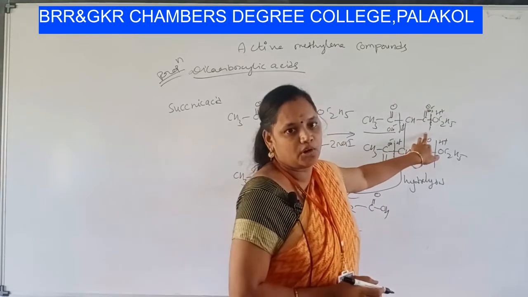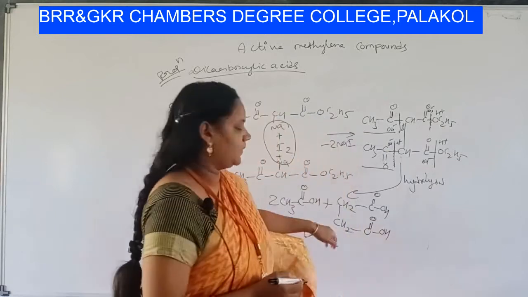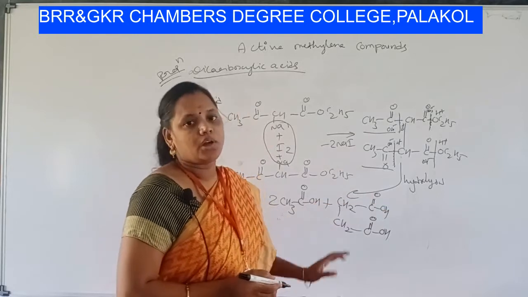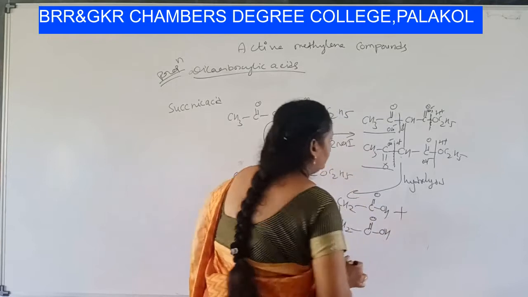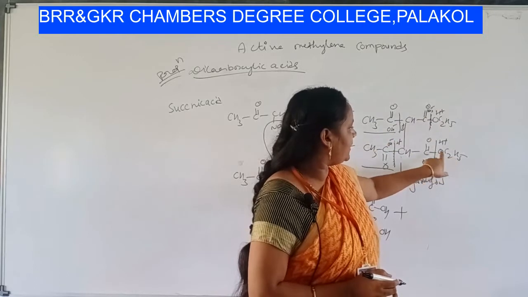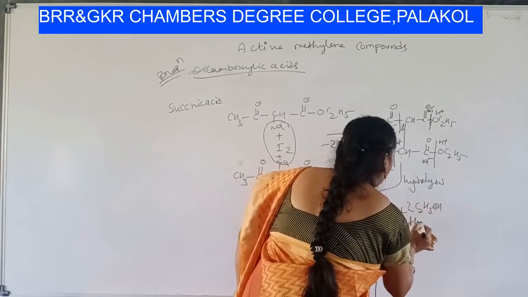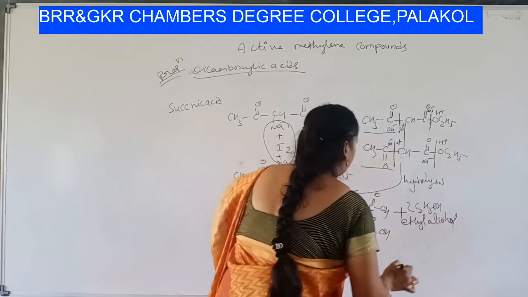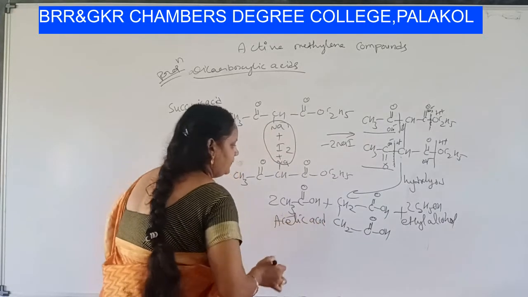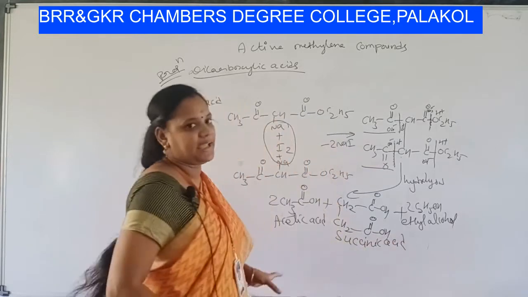Here also C double bond O. For this we are adding OH. So C double bond O, OH. Okay, students? CH2, C double bond OH, CH2, C double bond OH, plus final product C2H5OH, and here also C2H5OH. So 2 moles of ethyl alcohol. Here, students, acetic acid, and the main product is succinic acid.